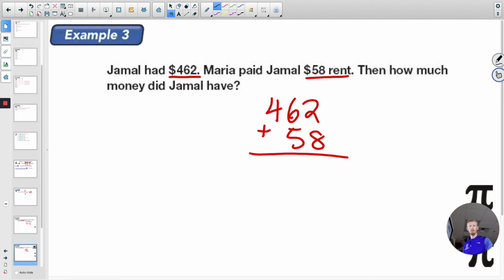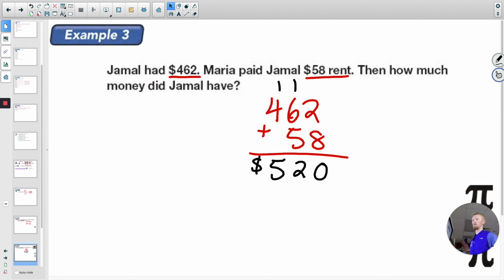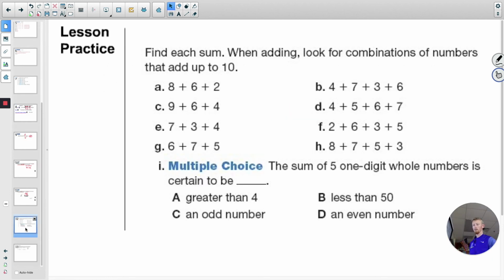So if you want, pause the video and go ahead and solve this on your own. See if you get the same answer as I do. Six plus six, so $520.